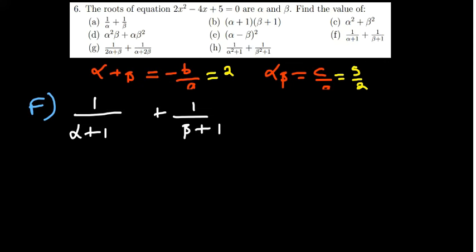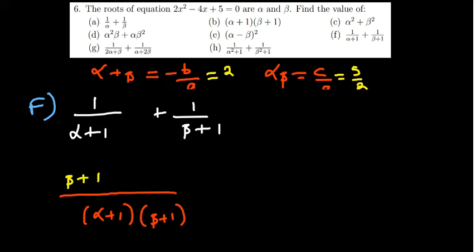Since these are fractions, I think we can try to come up with a common denominator. By the way, I didn't answer these in advance. So if we divide that, you get beta plus 1. Again, if you divide that, you get alpha plus 1. Trying to simplify whatever we have.